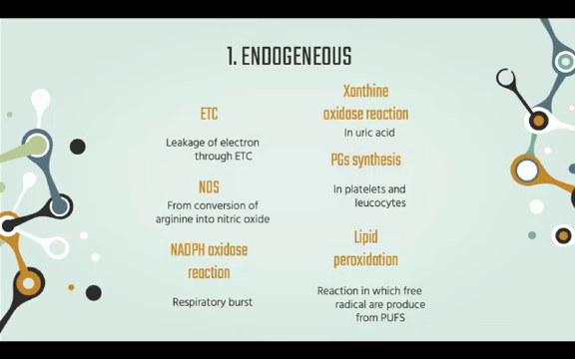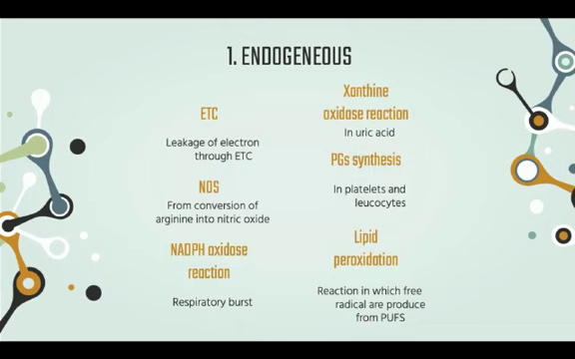Important sources of free radicals are the following. The first one is the electron transport chain. During the oxidation of foodstuff, there is a leakage of electrons from the electron transport chain which contributes to free radical formation. It is an important source for the production of free radicals.